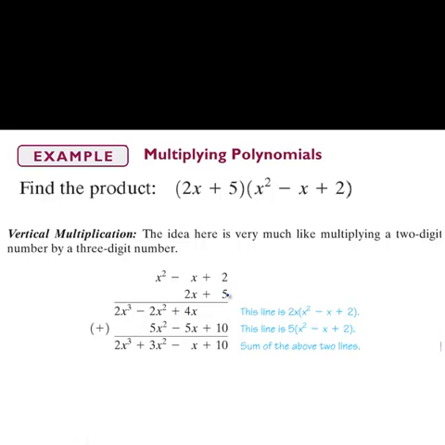And then you have the 5 times the x squared minus x plus 2. Make sure that the left edge here corresponds to where the number that you're multiplying by is as well. And then you draw your horizontal line, and then you add the like terms. You get the same result as you did using the horizontal format. Okay, so that's something for you to practice, your adding, subtracting, and multiplication of polynomials.